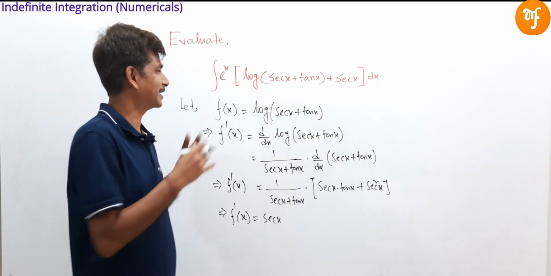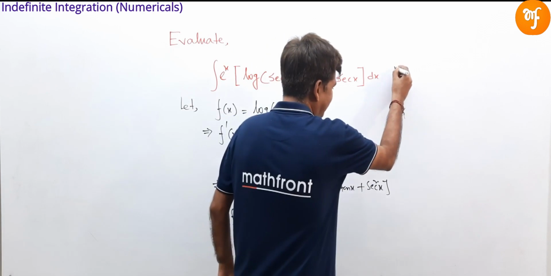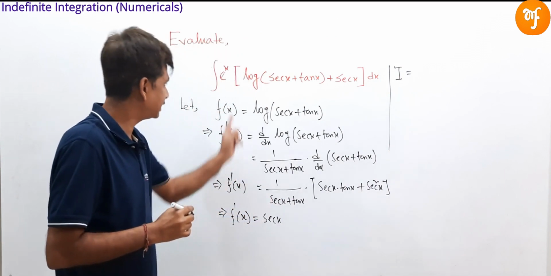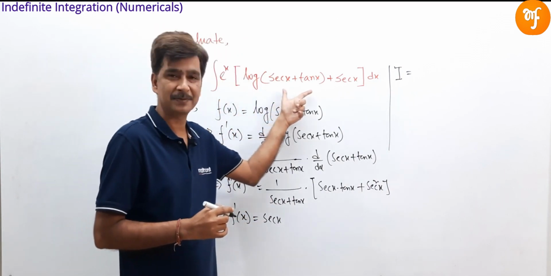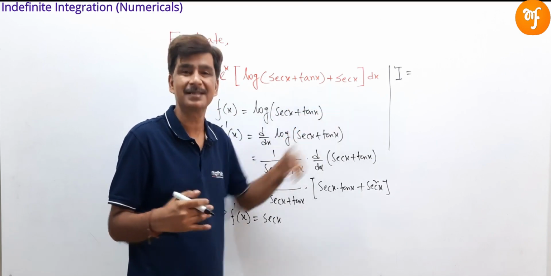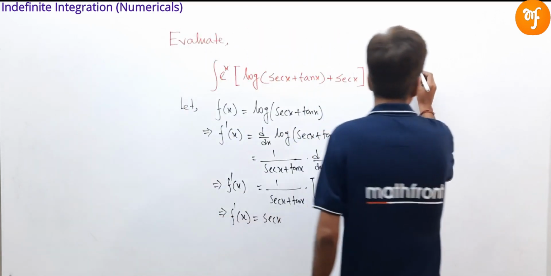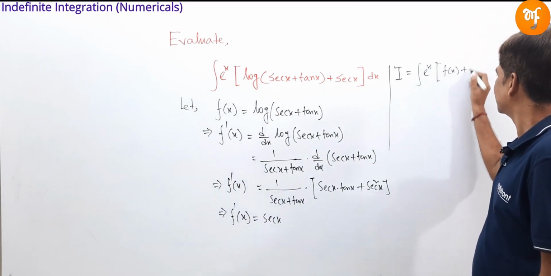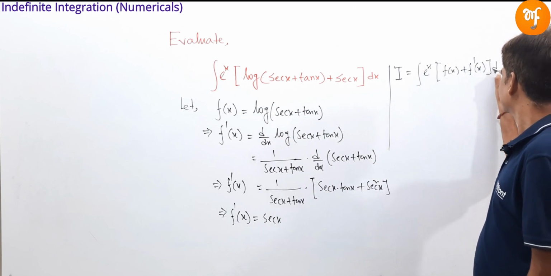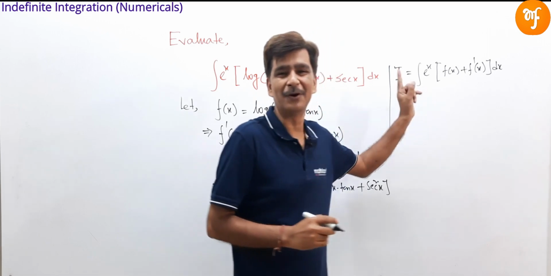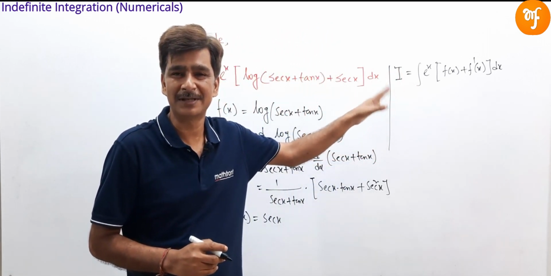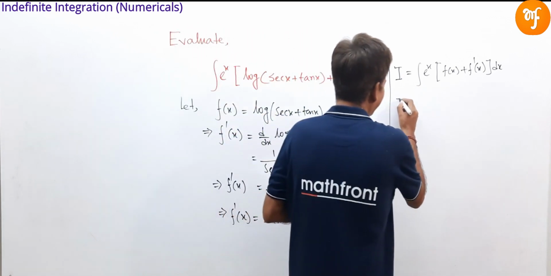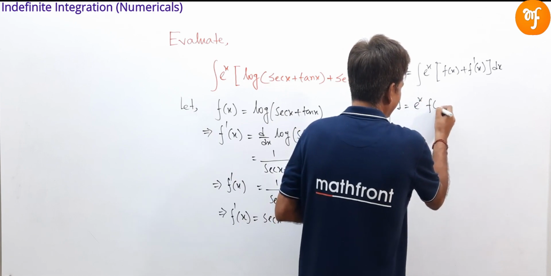Now, what does the integral become? I is equal to the integral of e^x, where instead of log(sec x + tan x) we will write f(x), and this sec x as f'(x). So, I is the integral of e^x (f(x) + f'(x)) dx. Okay. Clear? Now, the formula for the integral of e^x (f(x) + f'(x)) dx is e^x f(x) + c, where c is the integration constant. So, I = e^x f(x) + c.